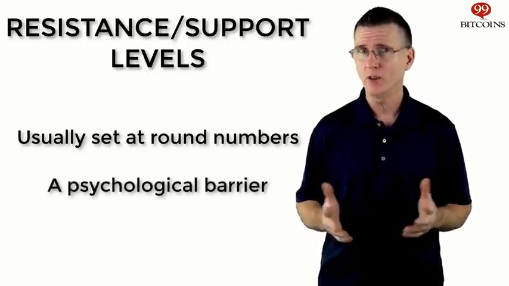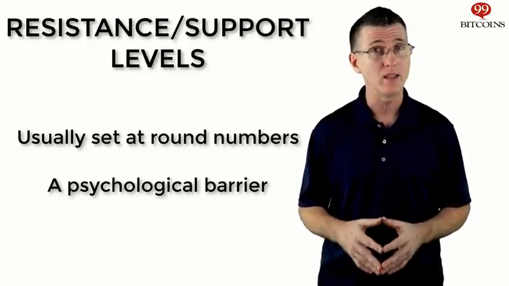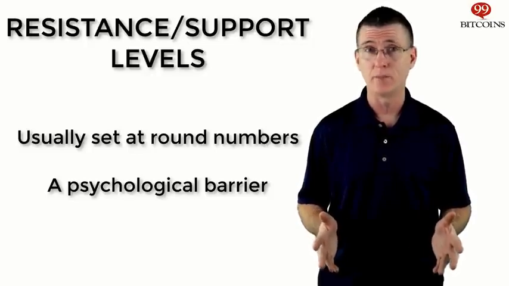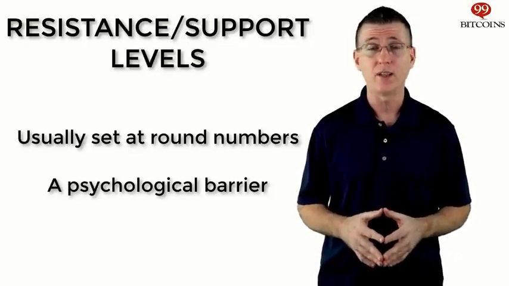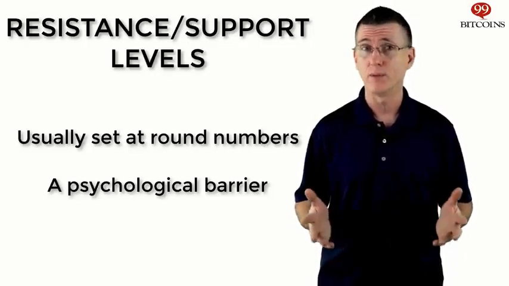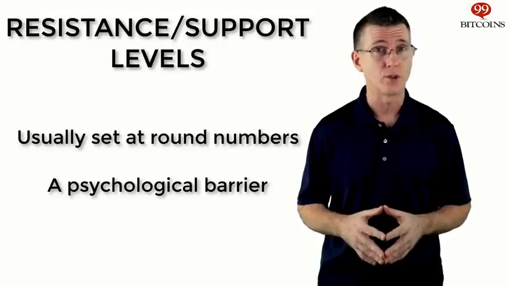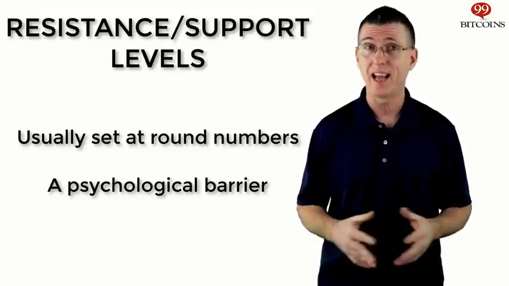For example, until 2017, it seemed expensive to pay $1,000 per Bitcoin. So there was a strong resistance level at $1,000. But once that level was breached, a new psychological resistance level was created: $10,000.